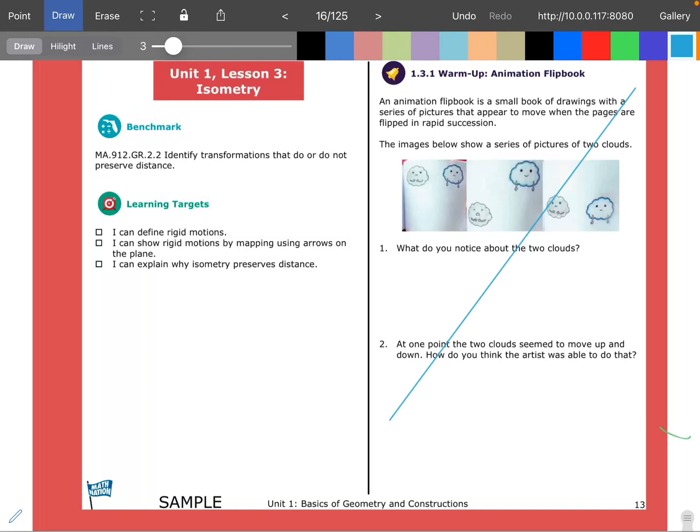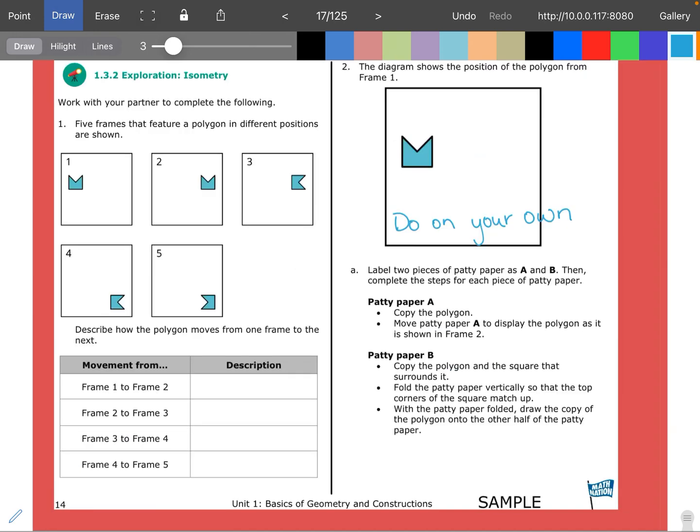Hi there, we are going to review Unit 1, Lesson 3 on isometry. We're going to skip over the warm-up to make sure that this video is not super long. You are going to need some patty paper. You're going to have to work on your own with the patty paper. It's just very hard to describe with the video, so my apologies.